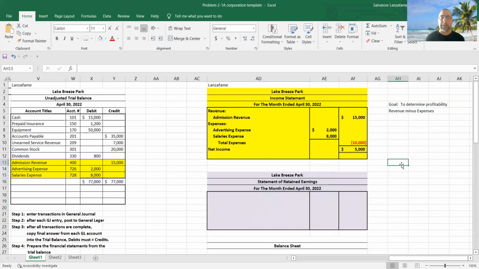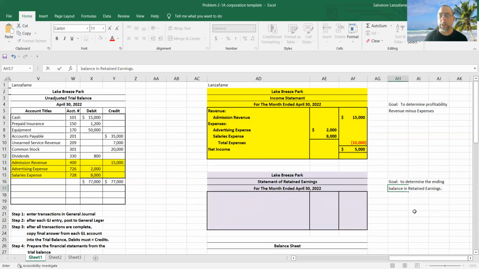Okay, so when you do a statement of retained earnings, the goal is to determine the ending balance or ending value in retained earnings. The math involved here is you start off with your beginning retained earnings, you add in your net income, and you subtract out your dividends. And this will give you your ending retained earnings.